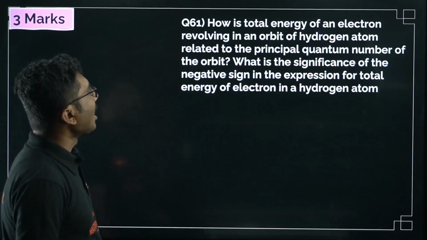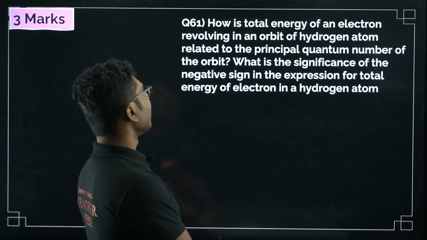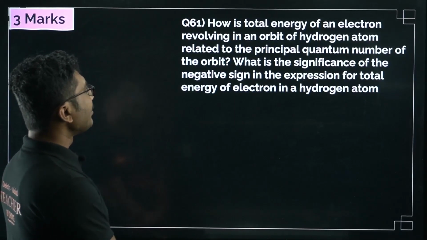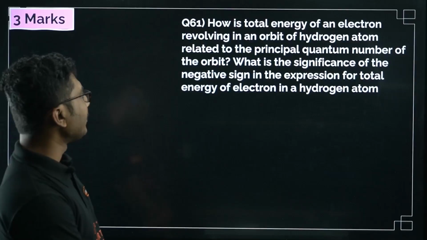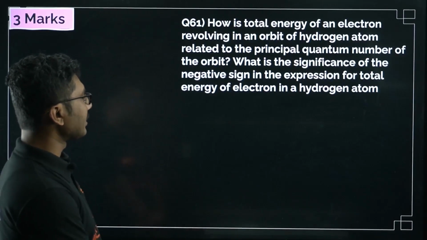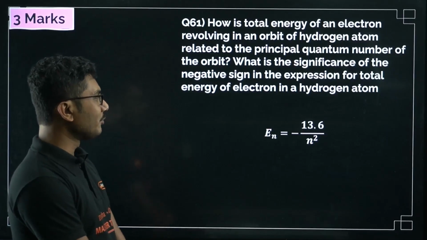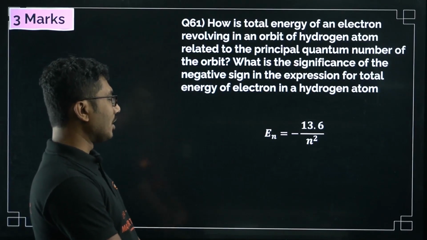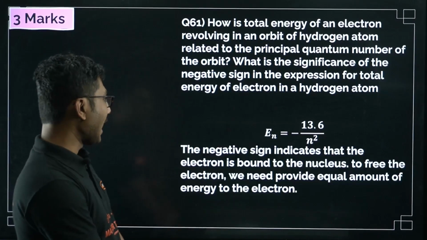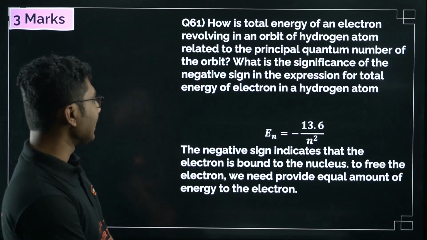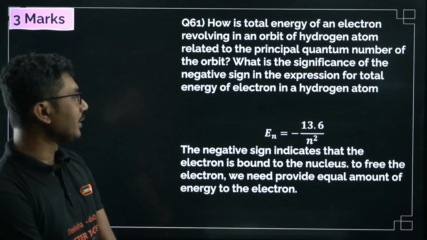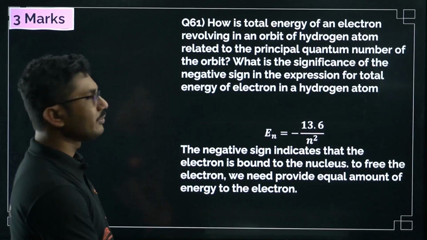How is the total energy of an electron revolving in an orbit of a hydrogen atom related to the principal quantum number of the orbit? What is the significance of the negative sign of the expression for the total energy of the hydrogen atom? The formula is En equals minus 13.6 eV by n square, and the negative sign indicates that the electron is bound to the nucleus. To free the electron we need to provide an equal amount of energy to the electron.